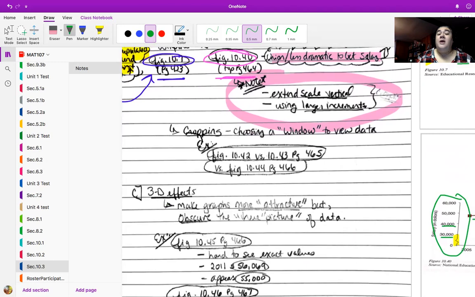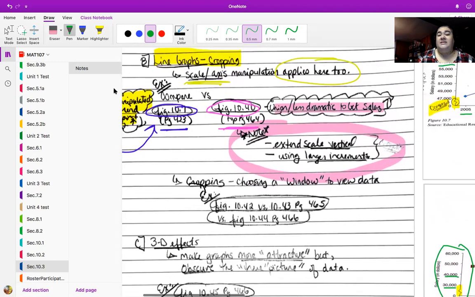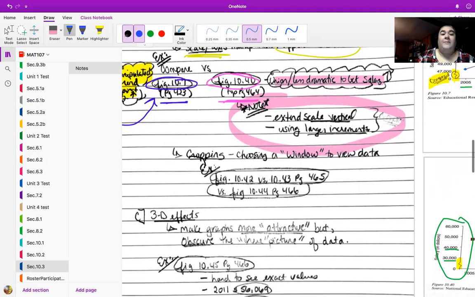Now, another way that you can manipulate graphs, we said that scale and axes applied to line graphs too, just like we saw earlier with bar graphs. Another way they can be manipulated is by using cropping. Cropping means that you are choosing the window in which you're going to view the data. In other words, you're not giving the full picture; you zoom in on the part that suits your argument. This is, again, very misleading, and we can see examples of that here in these graphs.